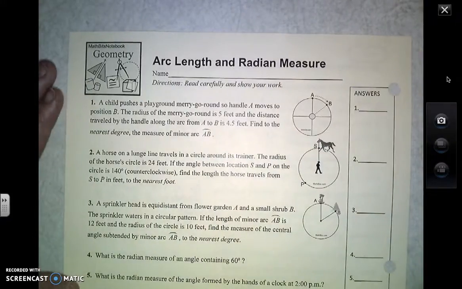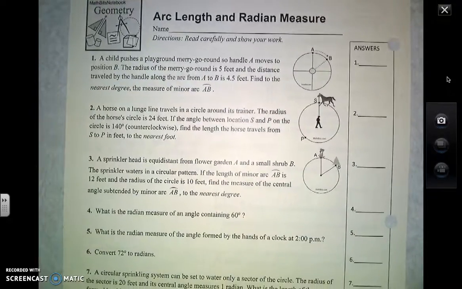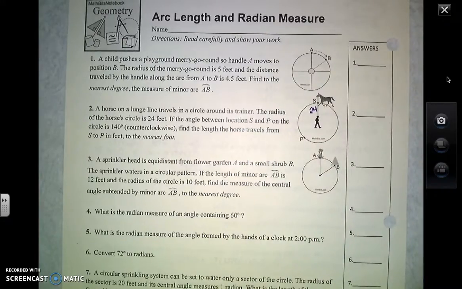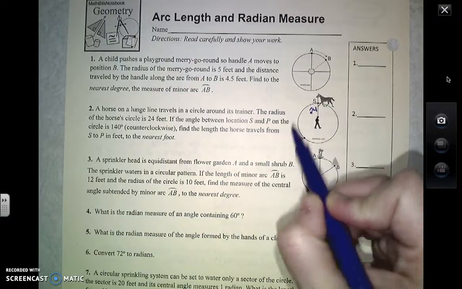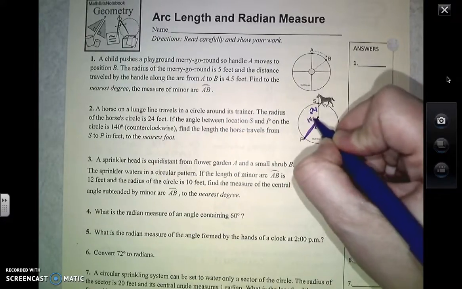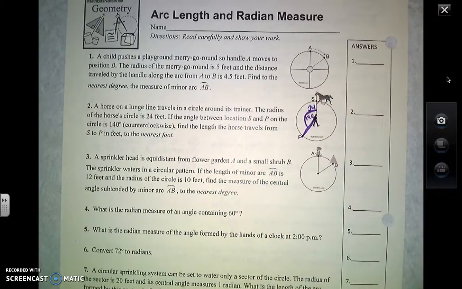Let's take a quick look at an example. Flip the page here to 38, and let's take a look. We're going to do number 2 because it's a little bit simpler, and then we can look at some more complicated examples in class. For number 2, a horse on a lunge line travels in a circle around its trainer. The radius of the horse's circle is 24 feet, so I'm going to represent the radius as 24. The angle between location S and P on the circle is 140 degrees counterclockwise. So from S to P counterclockwise, I'm going to draw in the other radius here. This angle is 140 degrees. Notice we're in degrees. Find the length the horse travels from S to P in feet to the nearest foot.